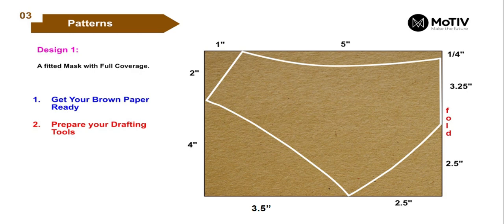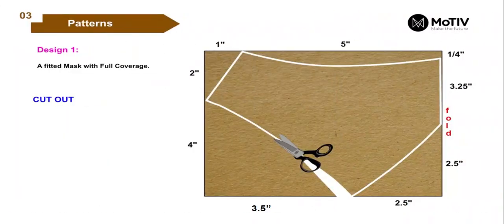All right, so once you have finished making your pattern and you've demarcated it very well, the next step would be to cut it out. So you would cut out the perimeters in white very well.